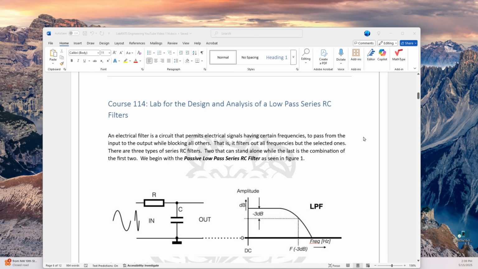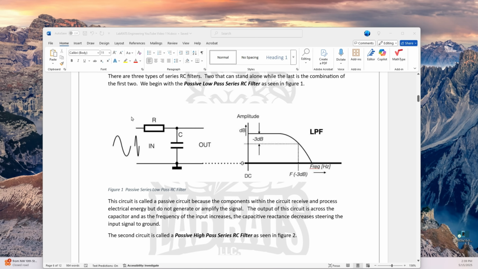Just for a little review, an electrical filter is a circuit that permits electrical signals having certain frequencies to pass from the input to the output while blocking all others. That is, it filters out all frequencies but the selected ones. There are three types of series RC filter, two that can stand alone, while the last is a combination of the first two. We begin with a passive low-pass series RC filter as seen in figure 1.